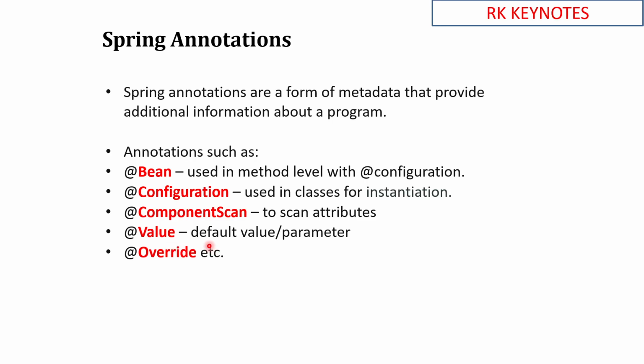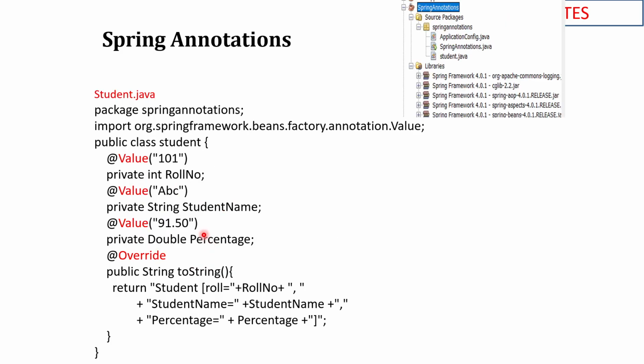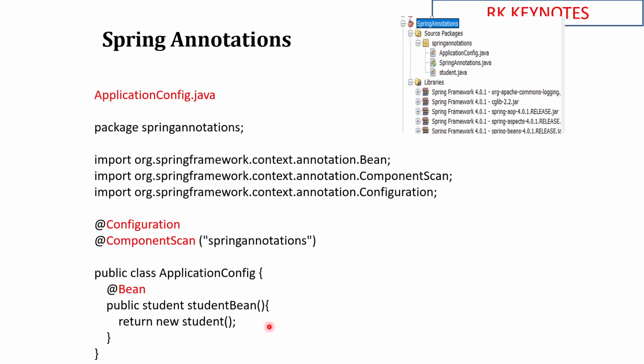So let's quickly jump into the demonstration. So this is my example code, and this is my project as well. The project name is Spring Annotation, and I have 3 files in that. So this is a Pojo class where I have 3 variables like roll number, student name, and percentage. And using this @Value annotation, I'm setting some values. All right. And then to print all these things, I'm overriding the toString method, which comes from the Object class. And I'm printing everything over here: roll number, student name, and percentage. Fine. This is my Pojo class.